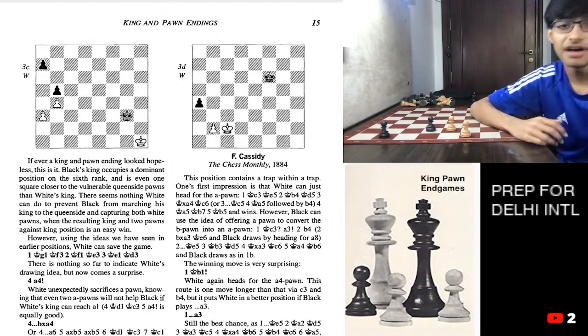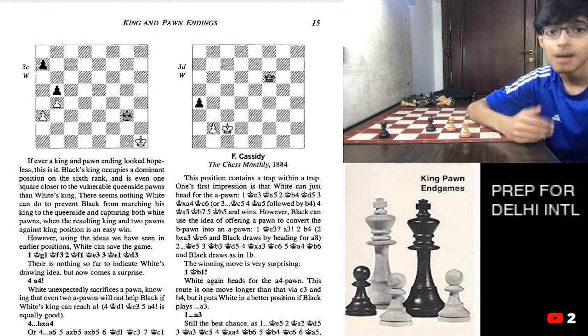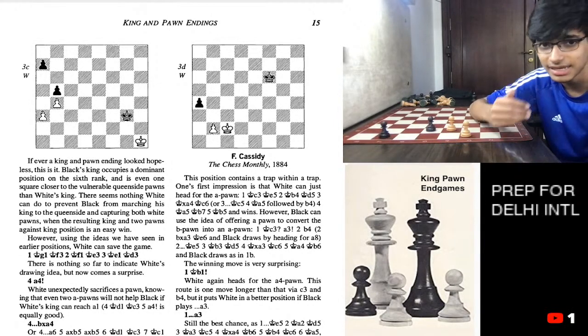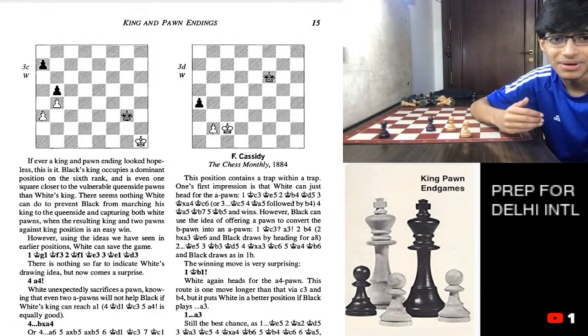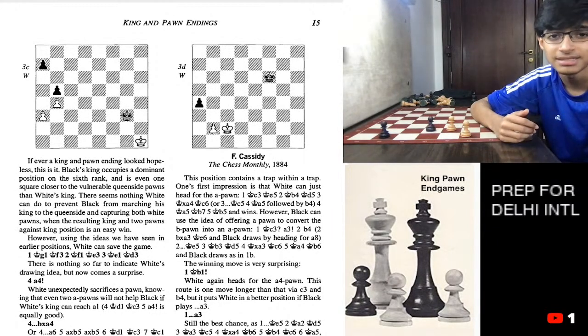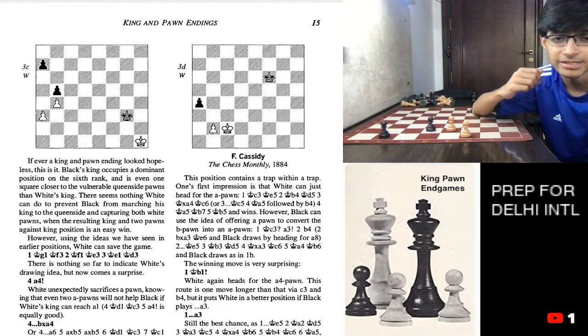Alright, if ever a king and pawn ending looked hopeless, this is it. Black's king occupies a dominant position on the 6th rank and is even one square closer to the vulnerable queenside pawns than white's king. There seems nothing white can do to prevent black from marching the king to the queenside and capturing both white's pawns, with the resulting king and 2 pawns against king position an easy win.